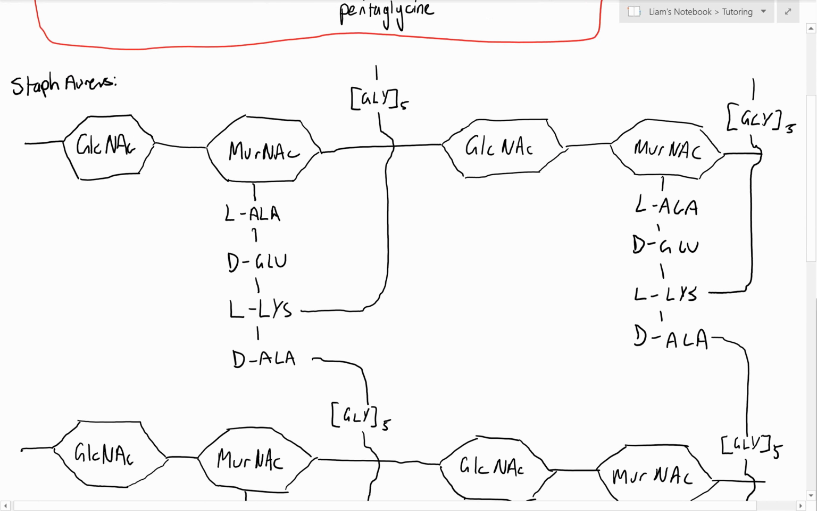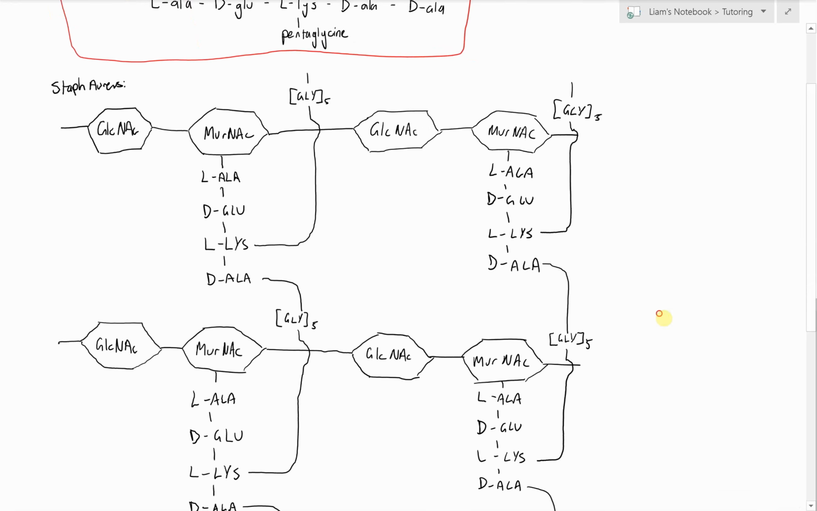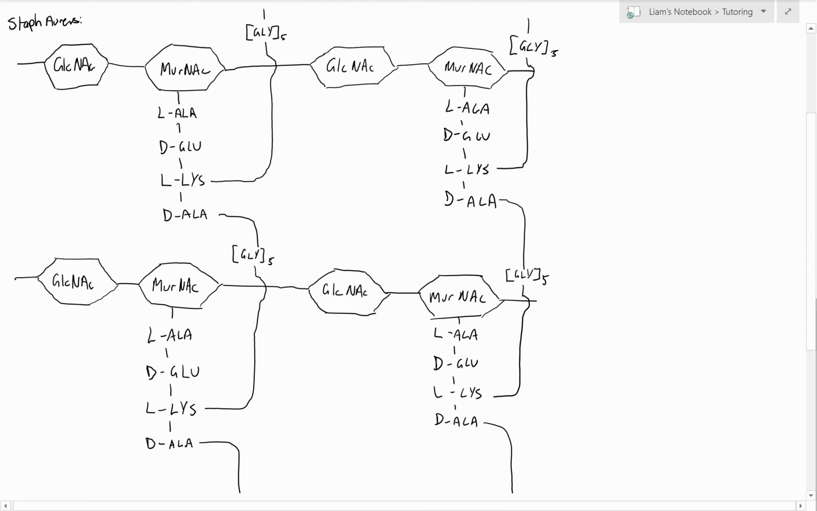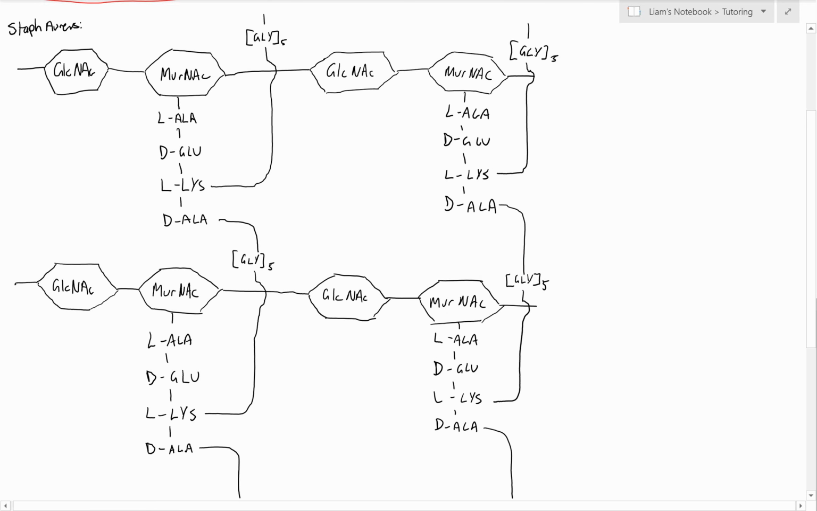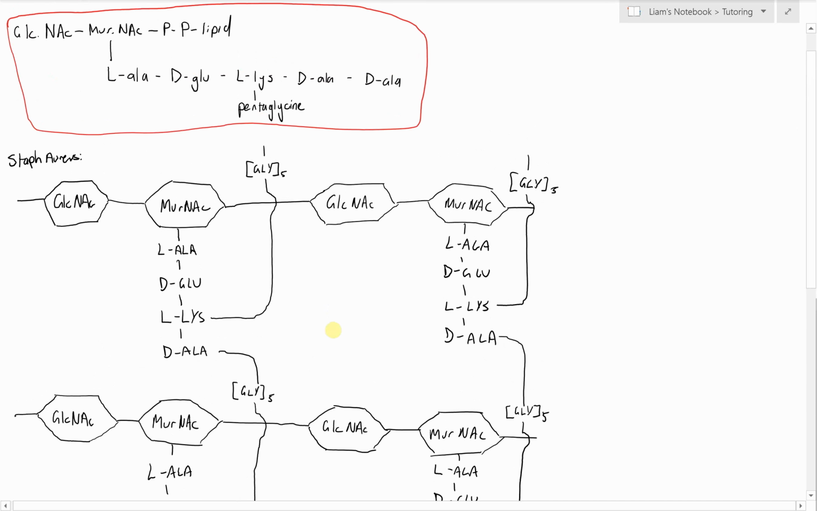And if we go out here, this is what cell walls look like. It's a polymer. These chains continue and run the whole length around the cell wall, and they're linked together by these pentaglycine chains. You can see here we've still got an N-acetylglucosamine and an N-acetylmuramic acid. We've still got those amino acids here. You might notice now though that we've only got 4 amino acids, whereas here we have 5. 1, 2, 3, 4, 5.